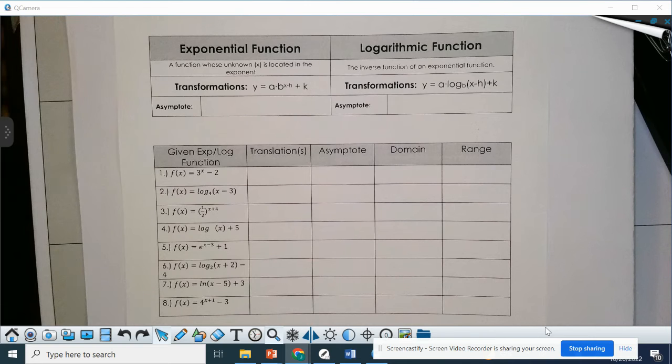Okay, so for exponential and logarithmic functions, the question was about asymptotes. I've added in translations, domain, and range because those are also things that you guys have struggled with or mentioned weren't as easy as we had hoped.